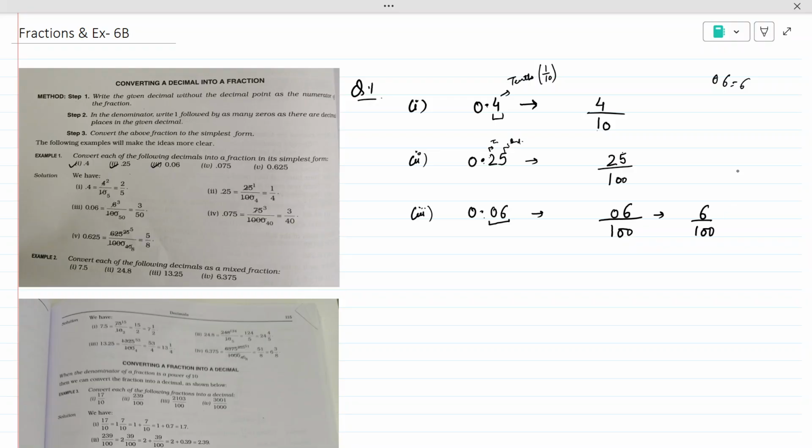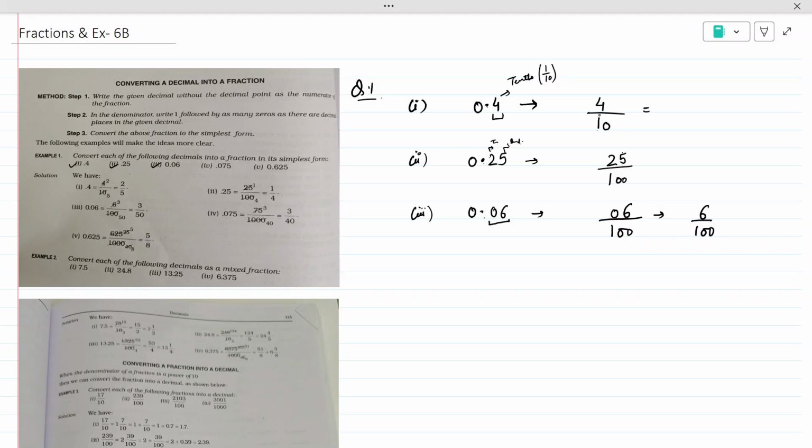Okay, so the rule is very simple. What we have to see is how many places there are after the decimal. Those many zeros we have to put in the denominator. So we write 1 first, followed by the number of zeros equal to the decimal places. Okay, now this is the first form. Now what we have to check is whether we can simplify this further. We know how to simplify any fraction to its simplest form. So we are going to see now whether we can write this fraction in its lowest or simplest form.